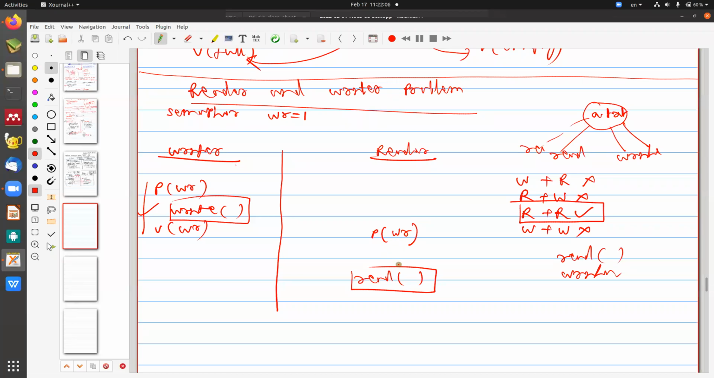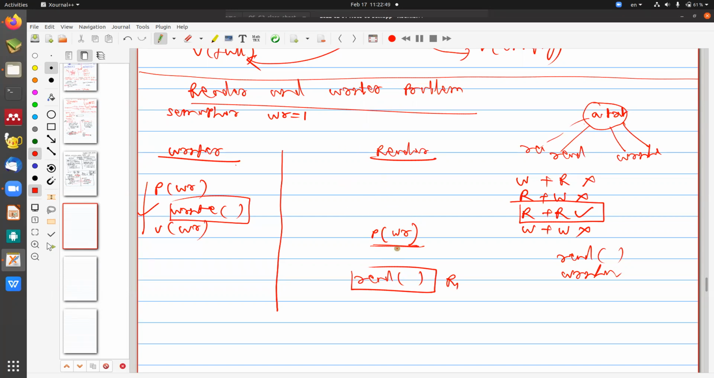But he can keep it on the safe side. If some readers are present here, it is guaranteed that the writer should not enter. I'm repeatedly saying, if you have doubt, you can ask. If some readers are present here, the writer should not be allowed. That's why he has kept a safe condition, that is PWR. But if I keep PWR here, two readers cannot be allowed. Why? Because if the first reader has entered, then P becomes WR.